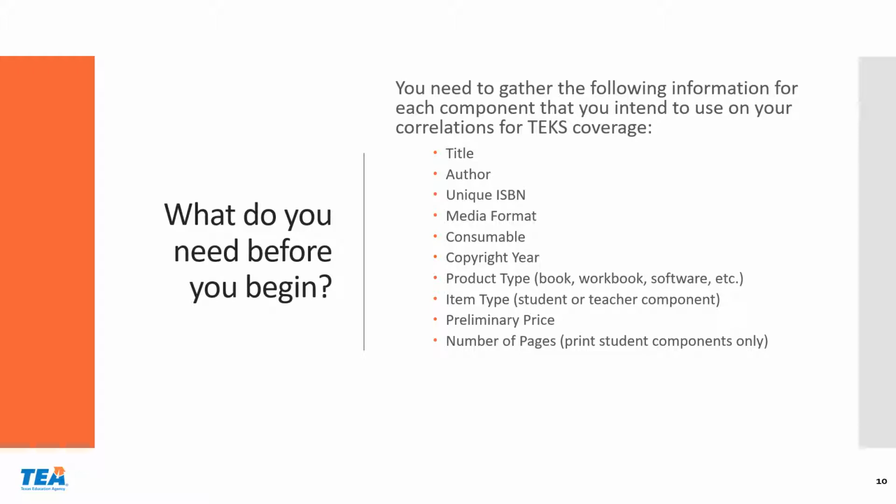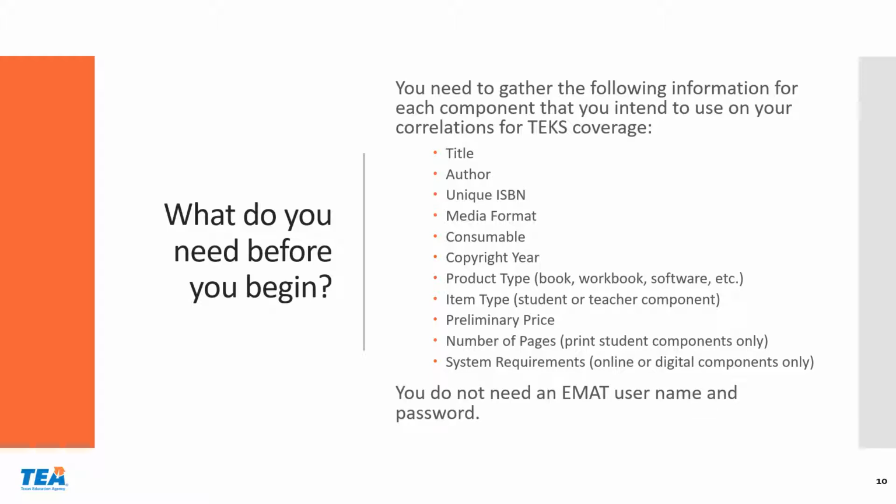For print components, we'll need the page count. And for digital or online components, we'll need the system requirements. You don't need to worry if some of the information you're asked to provide is not yet set in stone. You'll be given an opportunity to update it when you add these components to your official bids in the fall. You also don't need to worry if you do not yet have EMAT access, because you'll be able to submit your complete descriptions without it.